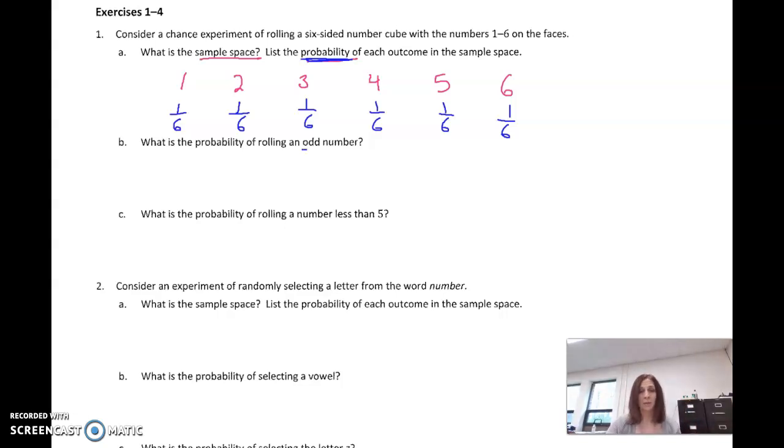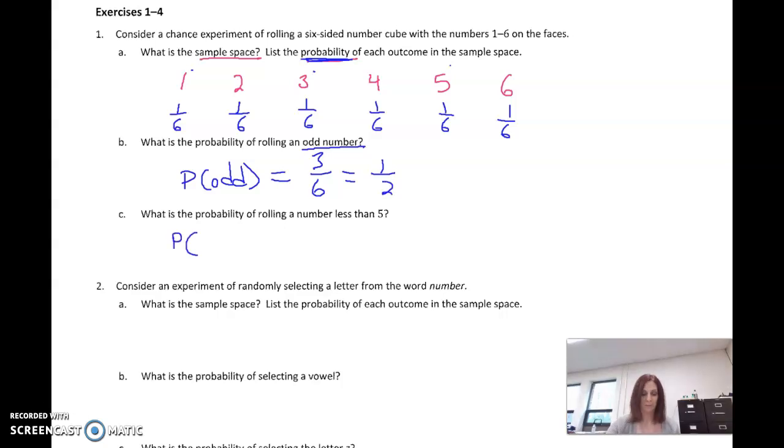So what is the probability of rolling an odd number? We know there's 1, 2, 3, 4, 5, 6 total. How many of them are odd? 1, 2, 3. So 3 out of 6, which reduces to 1/2.